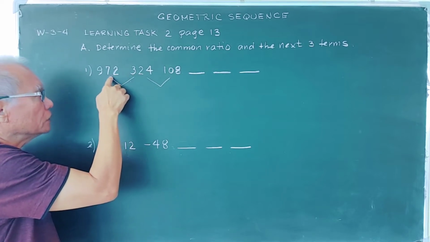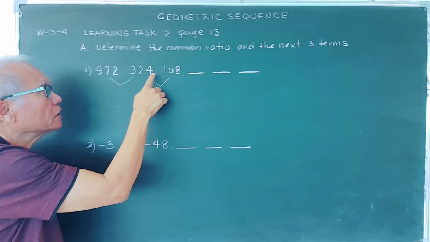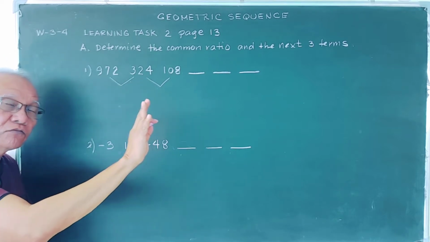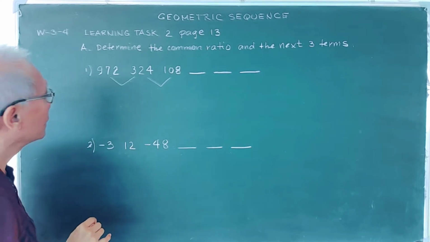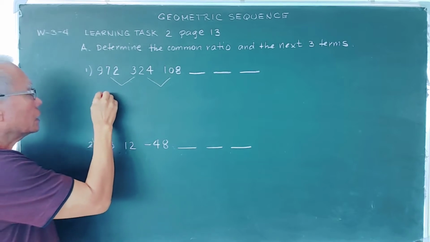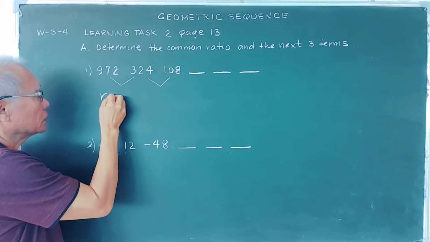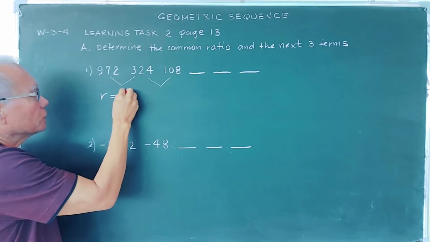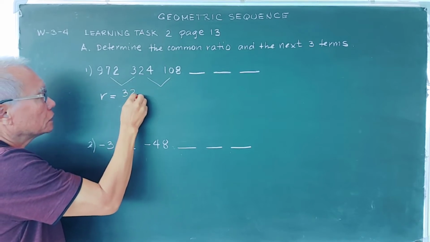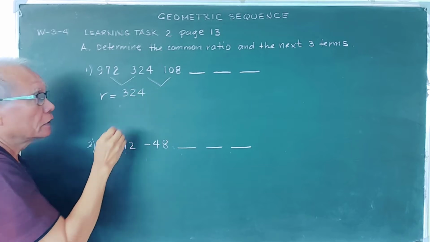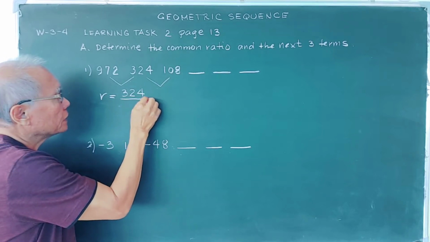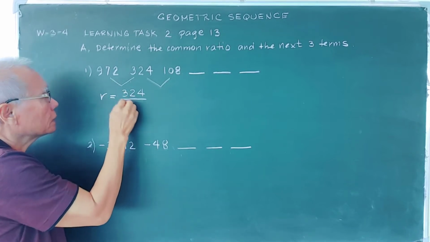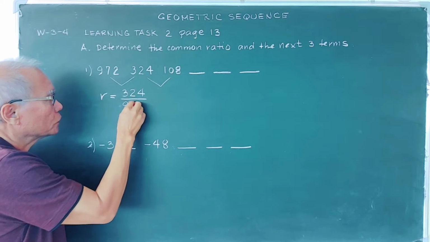Ito, i-divide dito. Ito, i-divide dito. Ito, i-divide mo sa previous term. So, r, nakunin natin, 324 i-divide natin sa 972.